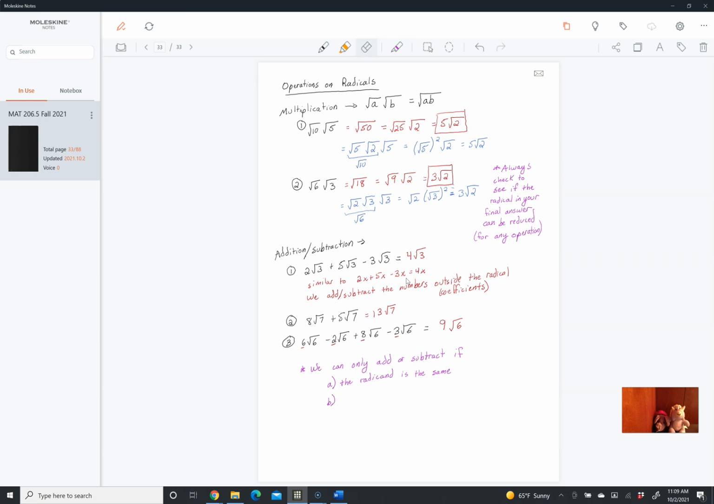That's not the only thing that has to be the same. The index has to be the same. So the index of all 3 of these problems was 2. If the index is different, you can't do anything. And then finally, the coefficients are like terms. So we'll go through examples where this is not the case.